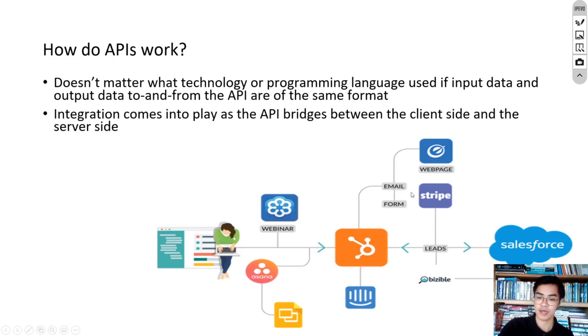Now this really comes in handy because, like in my example earlier, you can't naturally integrate a Salesforce module with a webinar module, for example. But if Salesforce has an API for a certain functionality that can be synced with webinar, and webinar knows that format, you can use the API to bridge the two. So that's mainly the use of APIs, or how they work.